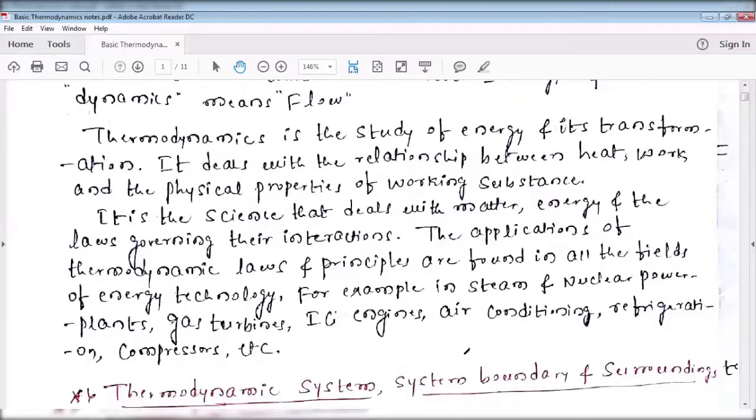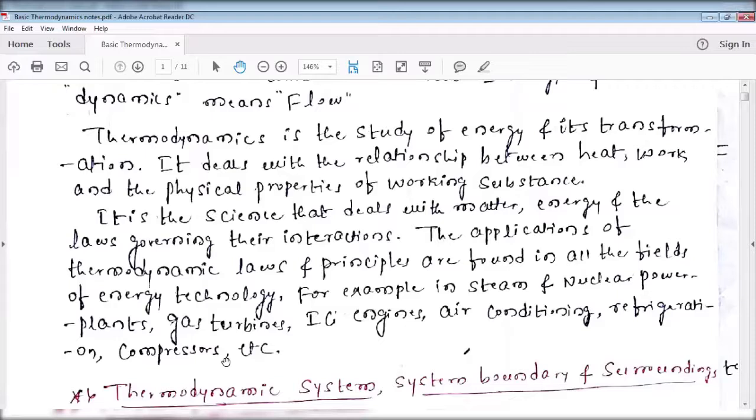Then next example is refrigeration. In the refrigeration also, continuously we are extracting the heat from the substance to be cooled, that is inside the compartment, and that heat is sent into the atmosphere. Next is compressors. In the compressors also we are using thermodynamic systems.